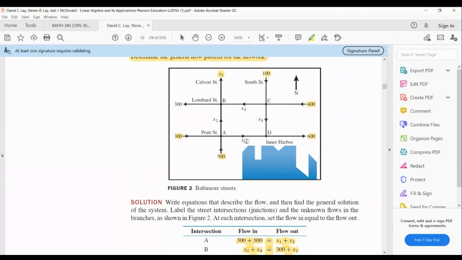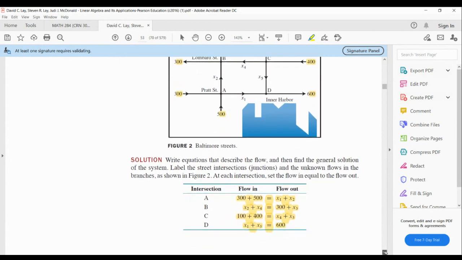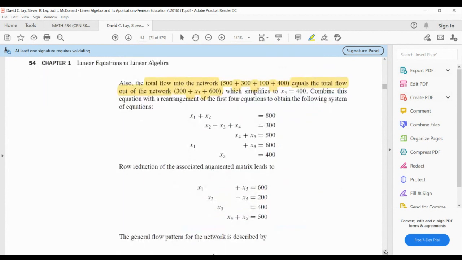and you have 300 going out. So the flow into the network equals the total flow out of the network. And based on that, you're able to determine that X3 equals 400. Okay, so in other words, you can determine what X3 is.